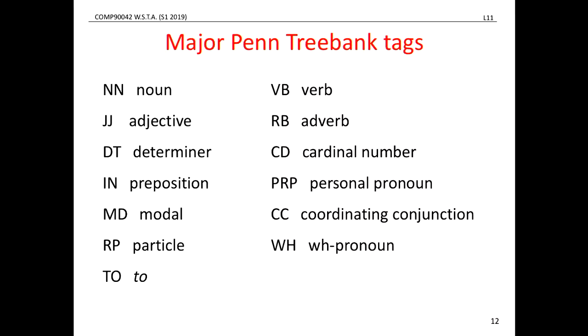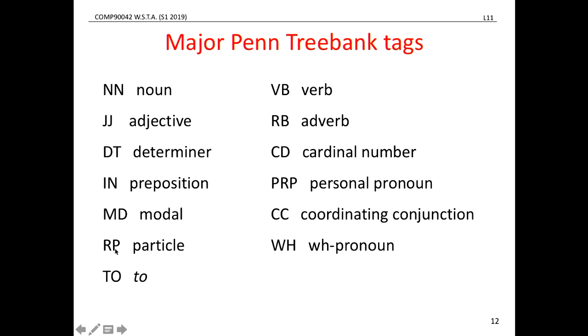So the major tags, they do them as 2 or 3 letter codes. NN meaning noun, JJ meaning adjective, VB meaning verb, and so forth. And these are all the categories that we've seen in the last few slides, by and large.